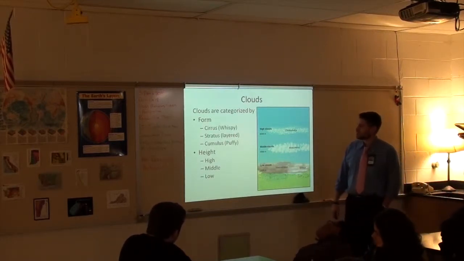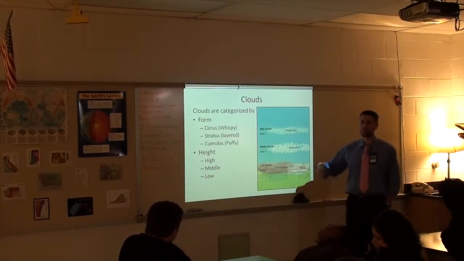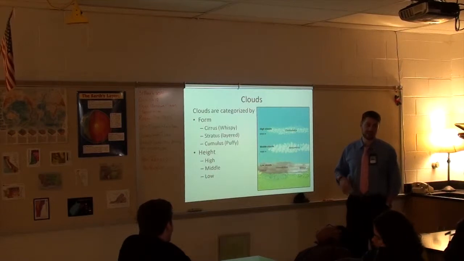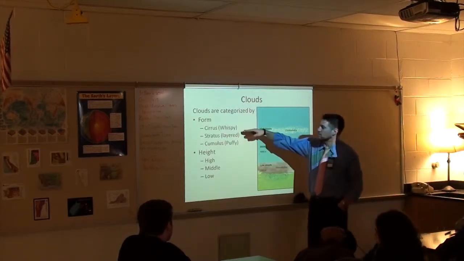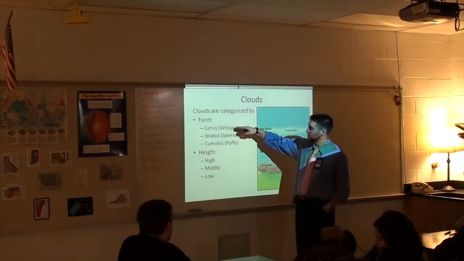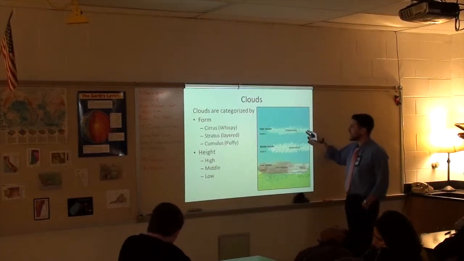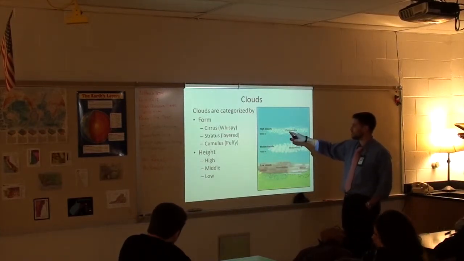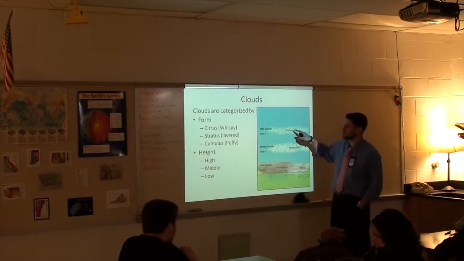Clouds are categorized by their form and their height. I'm going to say they're roughly categorized by their form and their height because it doesn't always match perfectly. But you have clouds that are really, really high, clouds that are really, really low, and clouds in the middle. The ones that are really high are almost always a cirro cloud. In fact, I think they're always a cirrocumulus or a cirrostratus or just a cirrus cloud.